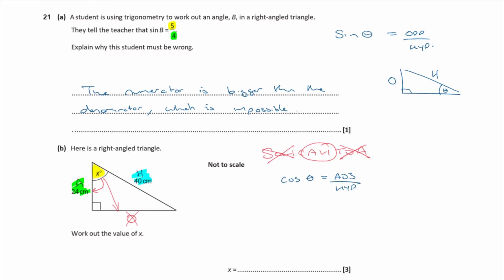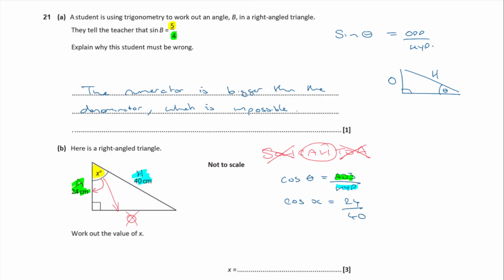Okay, subbing in what we know from the question, theta is the placeholder for the angle, and in this question, the angle is x. I'm going to replace theta with x. The adjacent we were told was 24. Okay, it's the green one. The hypotenuse we said was 40. That's the blue one. So that's going to be 24 over 40.